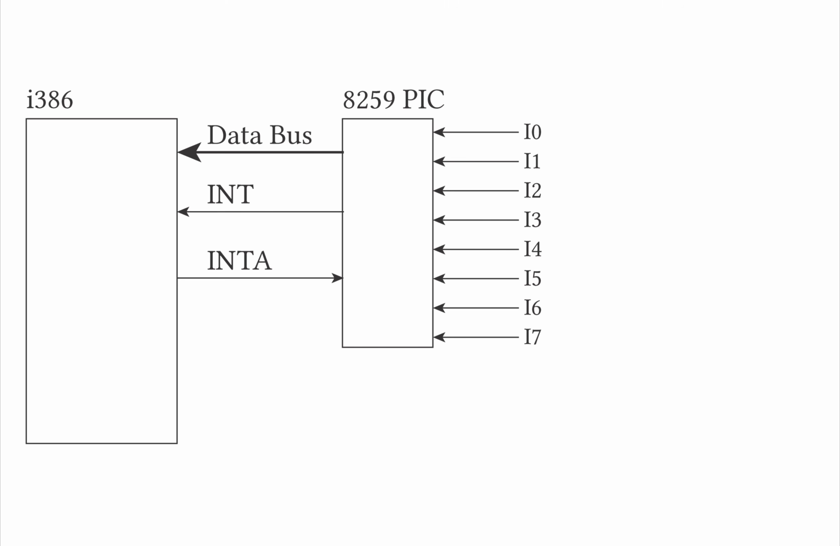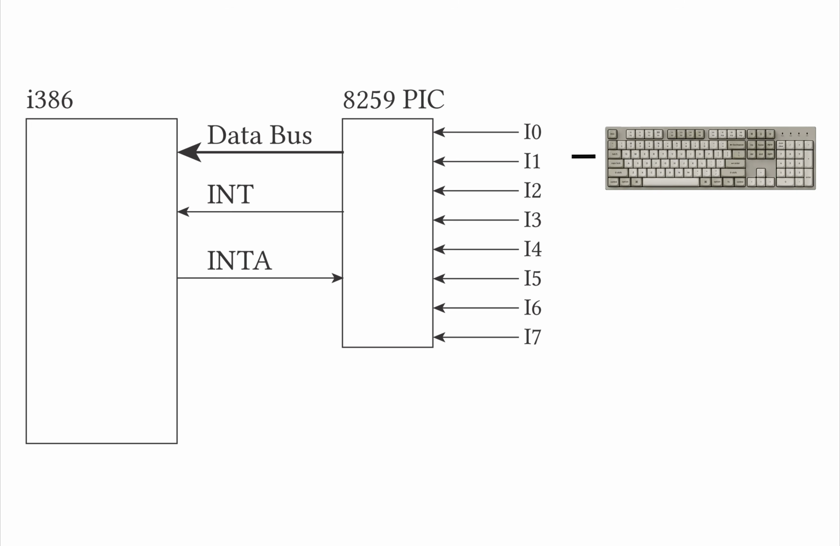Okay, and then you can imagine, like the keyboard maybe, let's say, will throw an interrupt, and let's say the keyboard is connected to line I1, let's just say. As soon as the keyboard throws an interrupt, that's basically going to make line 1 go from a low to a high, and that's going to cause the 8259 PIC to then raise the interrupt pin that goes over to the 386.